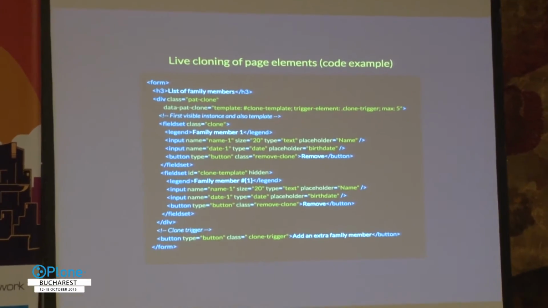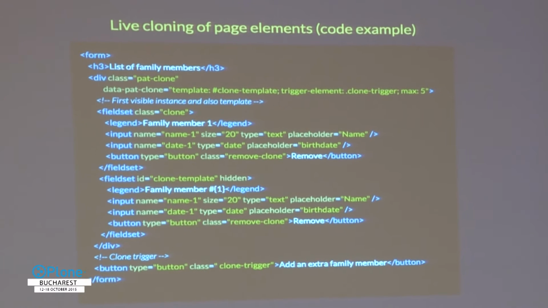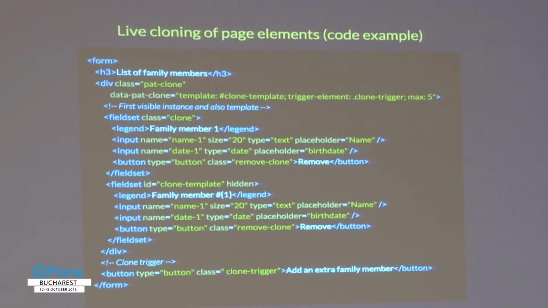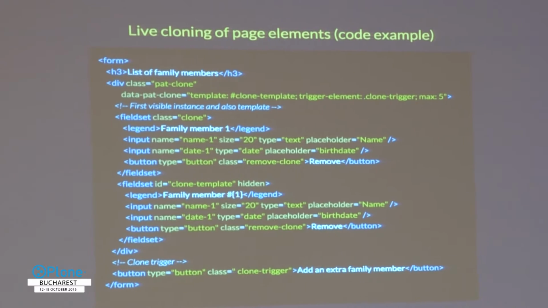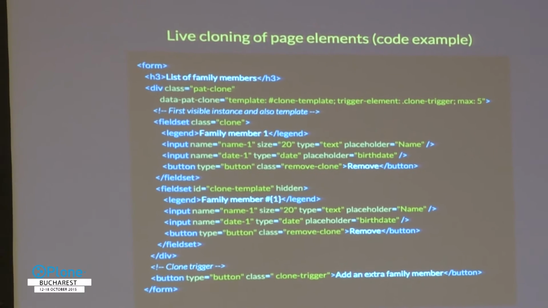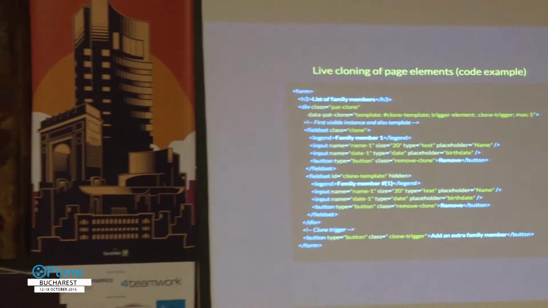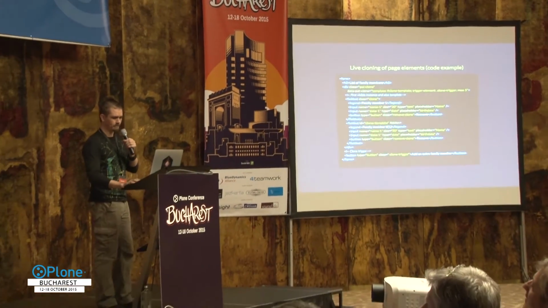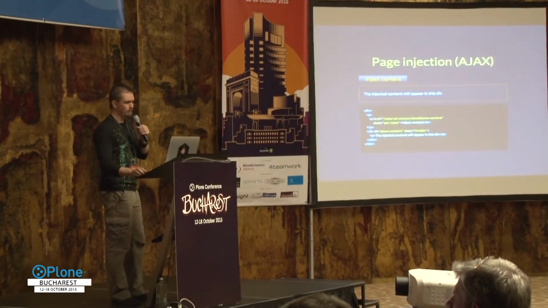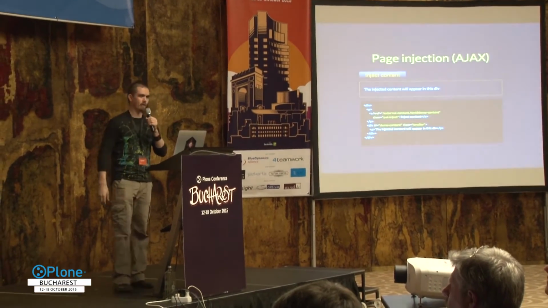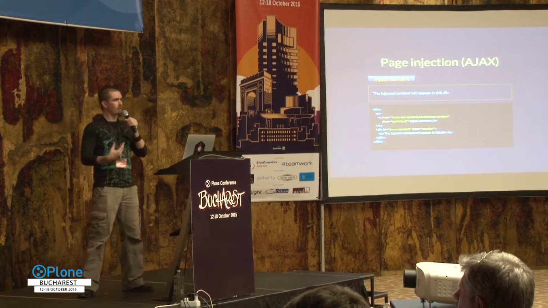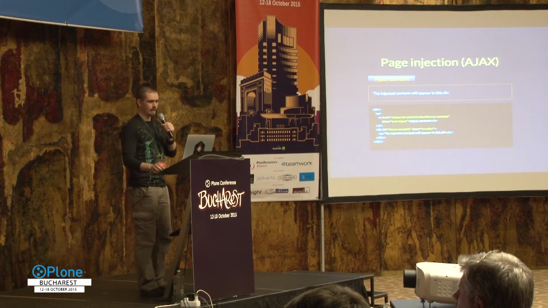Suffice to say that, again, you have PatClone, that's the name of the pattern. You configure it, you tell it there's a template that you want to clone. That's this thing, it's hidden. But you clone it, so every time you press the button, it makes a clone of that thing and injects it or inserts it. Ajax, or what we call injection in patterns, is one of the biggest ones, or one that we use the most.